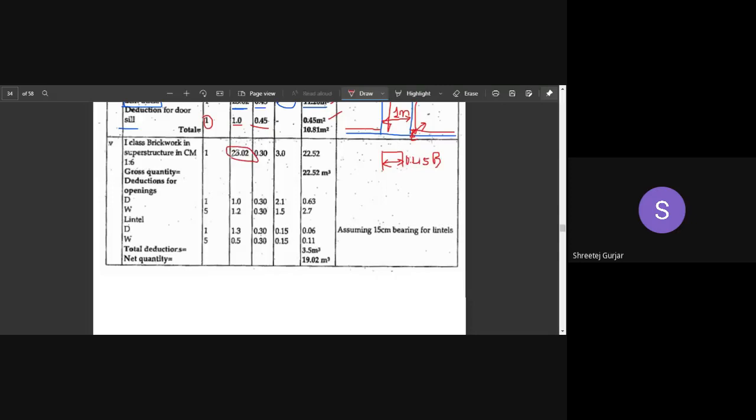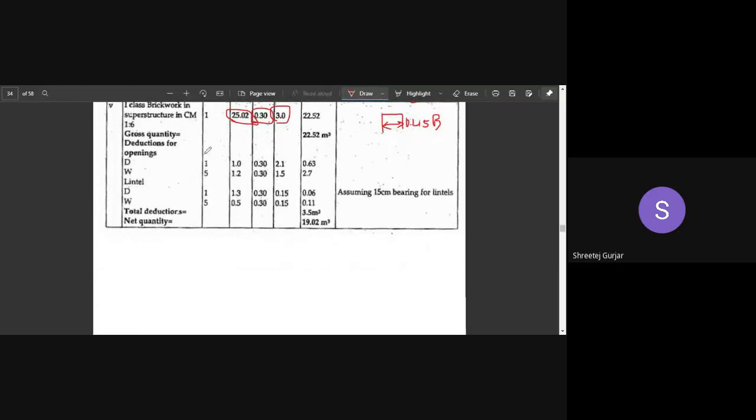Length is same, no deduction in length. And then this is the thickness of our wall, 0.3, and this is the floor to floor height. Okay, floor to floor height, 3 meters. Next, for deduction, same thing you can do for your deductions. Assuming 15 centimeter bearing for lintels, and you can calculate your deductions. From gross quantity, you have to deduct your openings and your lintels. You get your net quantity of brickwork.